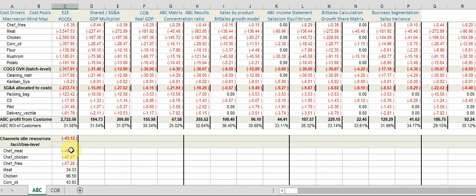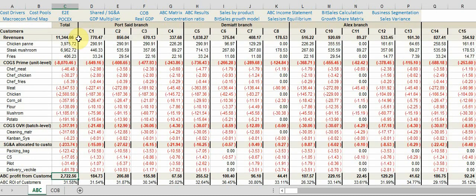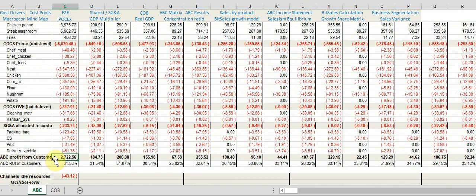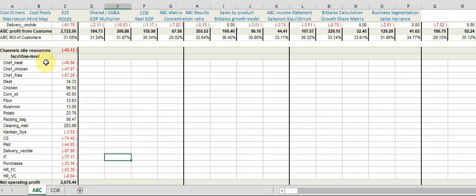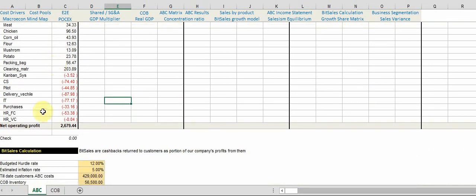Under the activity-based costing income statement, we reach the activity-based costing profit from customers, and dividing this amount by the revenue results in the activity-based costing ROI, return on investment, on customers. Then we extract the idle resources, the idle capacity, to finally reach the net operating profit.